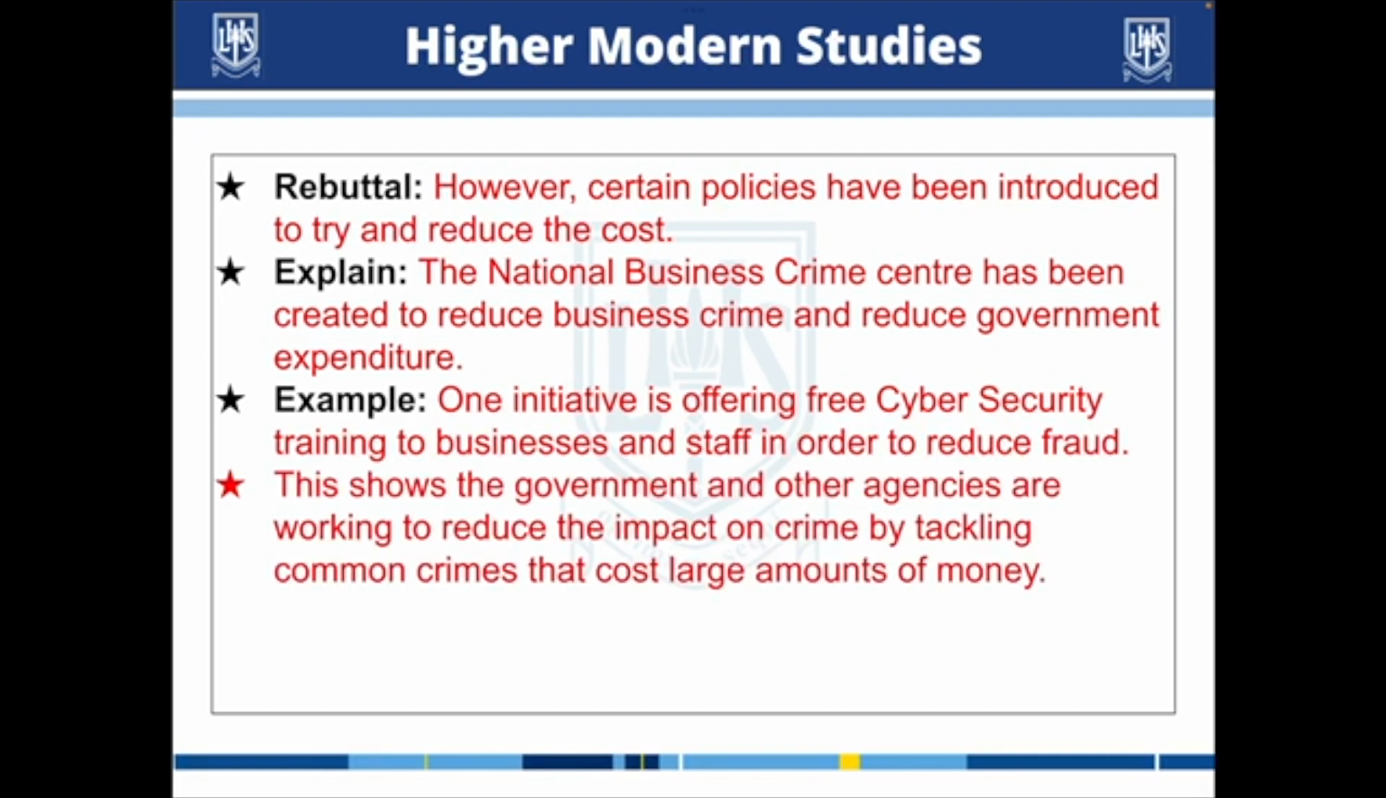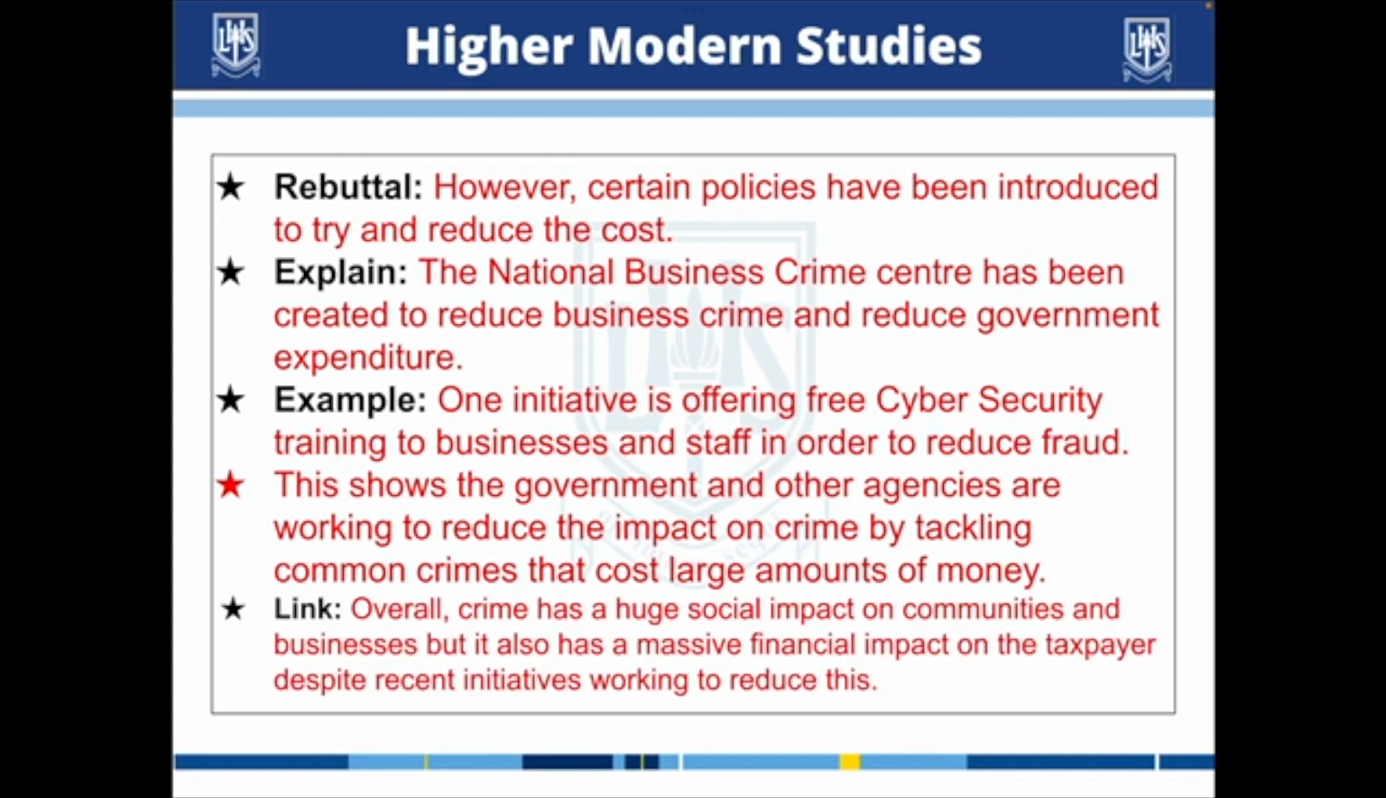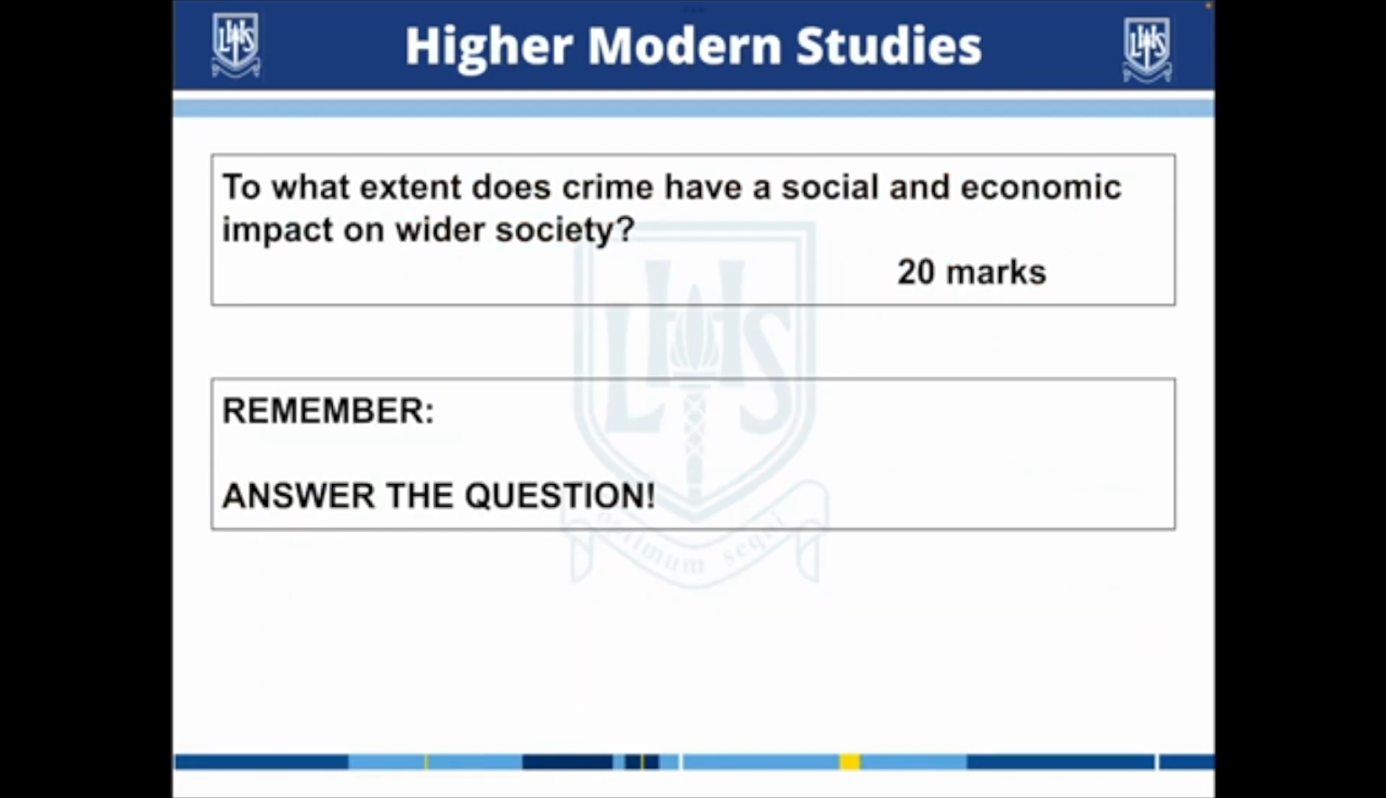This shows then the government and other agencies are working to reduce the impact of crime. They're tackling common crimes that cost large amounts of money. Okay, so this shows, we're just explaining why the example matters. And then finally, we're going to use the exact wording of the question for our link. Crime has a huge social impact on communities and businesses. That's our wider society. But it also has a massive financial impact. There's both aspects of the question addressed on the taxpayer. Okay, even though we've introduced recent initiatives to reduce that.